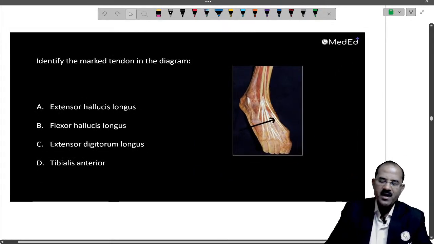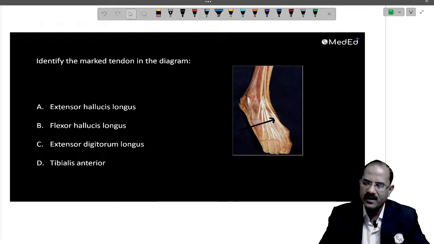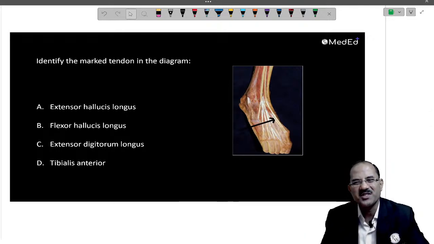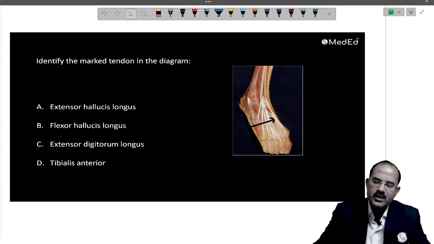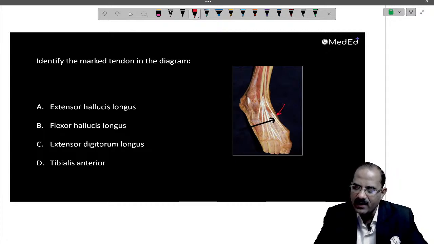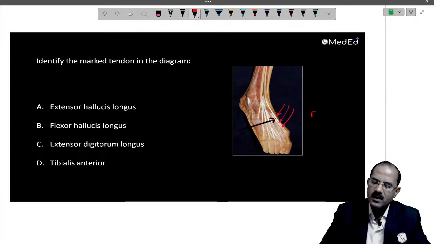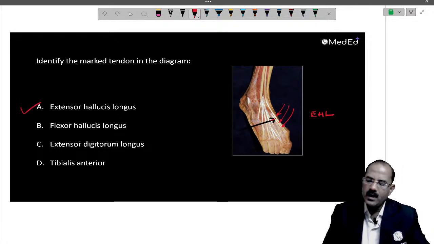Come on, answer. Identify the marked tendon in the diagram. Yes, this is the diagram of the foot. Which aspect of the foot are you looking at? Dorsal aspect of the foot. And this is the muscle which is going to the great toe. Can anyone tell me what is this tendon going to the great toe? This is the extensor hallucis longus, right?